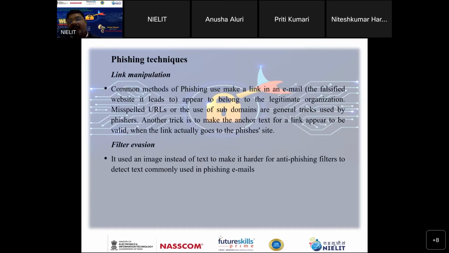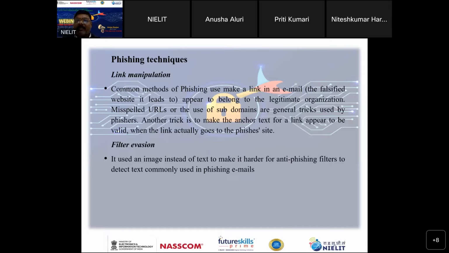What are the phishing techniques? Phishing techniques are link manipulation and filter evasion. Link manipulation is a common method of phishing which makes a link in an email, and the falsified website it leads to, appear to belong to the legitimate organization. Misspelled URLs or subdomains are general tricks used by phishers.